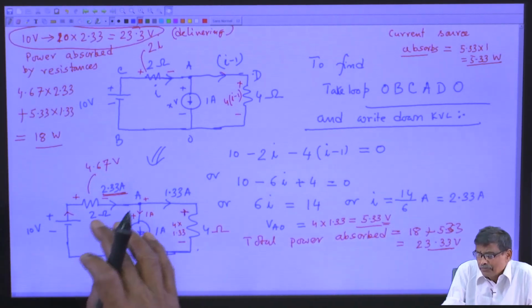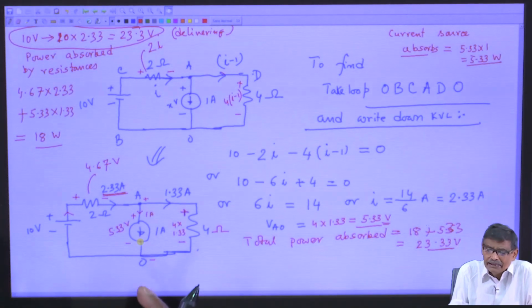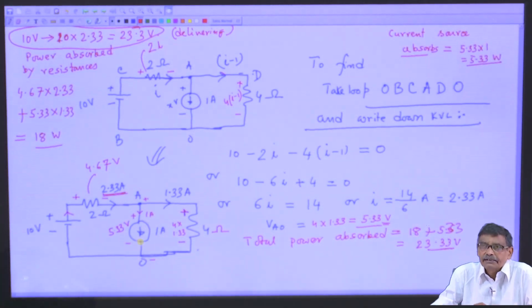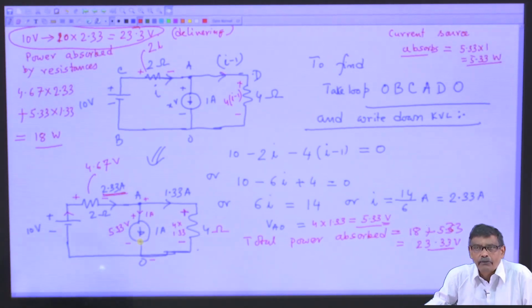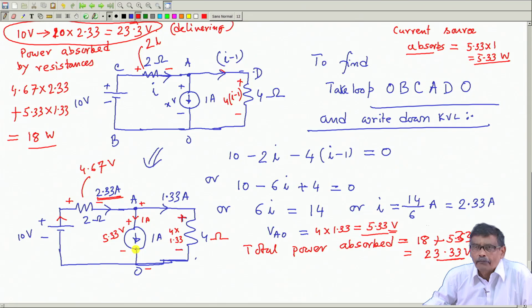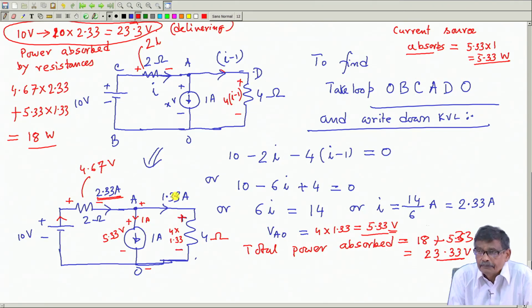Then after I have solved this circuit, I have done that power audit once again for this circuit. See, in this circuit resistances will absorb power or energy, and that power must be supplied by some sources. Not that all the sources will deliver power. Here is an example: this current source does not deliver power, it absorbs it, and this battery delivers power.